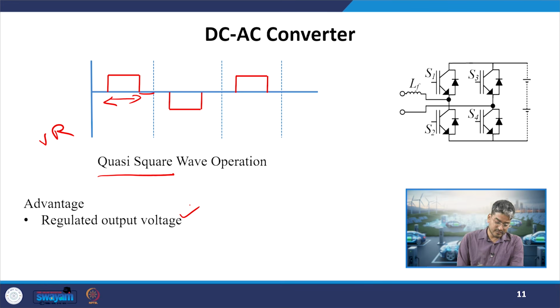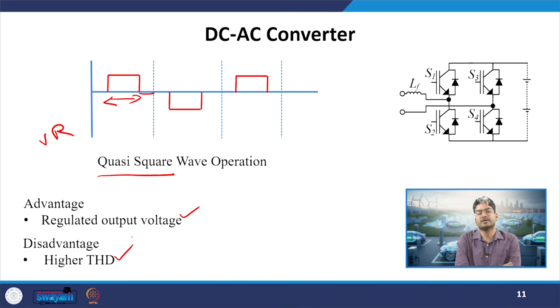The advantage over here was that regulated output voltage is obtained, but the dominant harmonic is still at the lower end side. So, we will still have a higher percentage of harmonics and its effect will be very high, as the load impedance will not be sufficiently high to oppose your low end harmonics. Okay, so that also we have discussed.